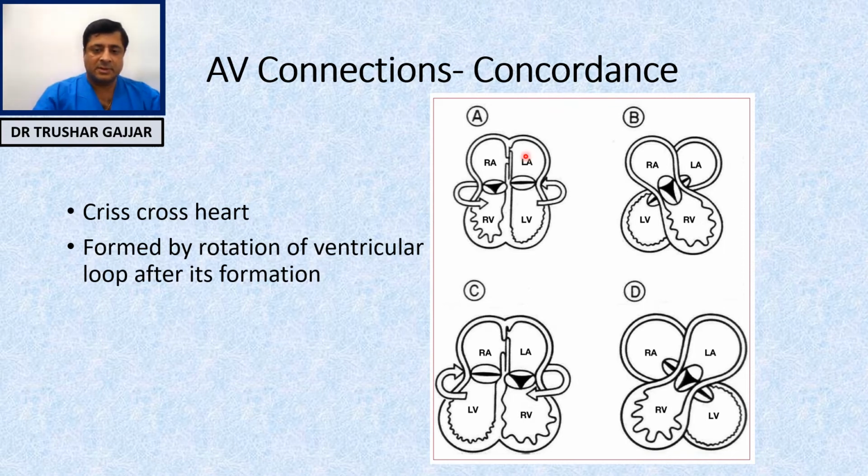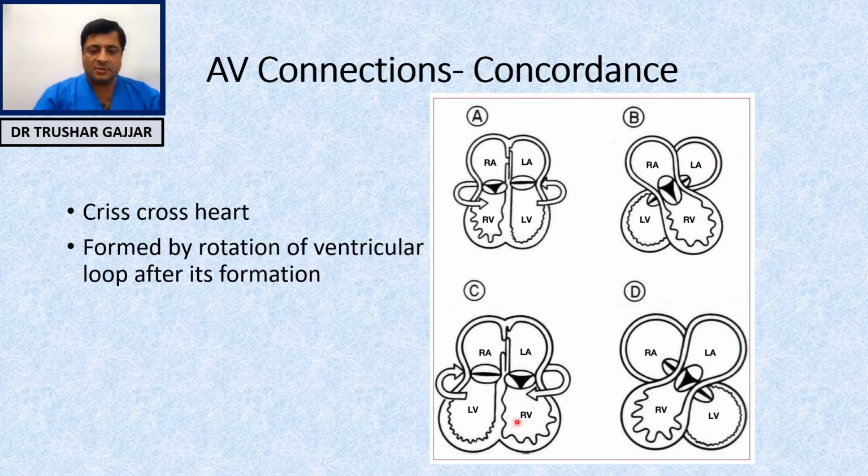Crisscross heart is nothing but, they are either in the concordant connection, meaning the right atrium is connected to the right ventricle and the left atrium is connected to the left ventricle, but the ventricle will rotate after looping. This doesn't happen normally, and this leads to formation of a crisscross heart.